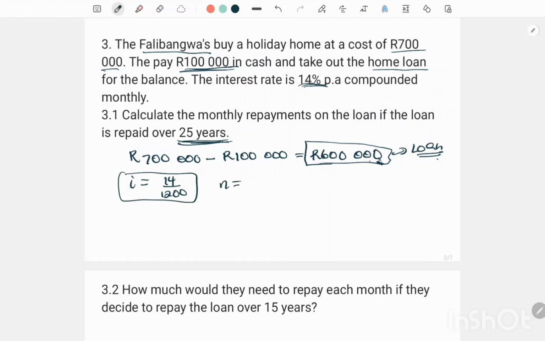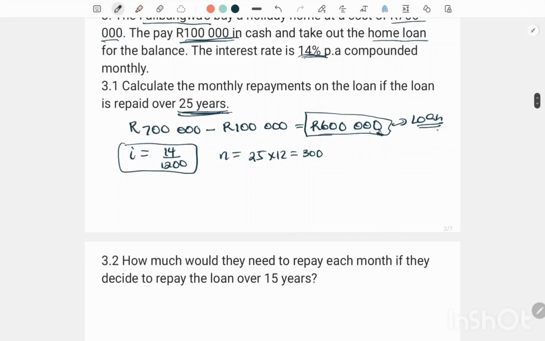Your N is going to be, what is your N? 25 multiplied by 12, which is 300. So it means Mr. Falibangwa has to make 300 payments. And then remember, this is your PV. You are going to solve for the monthly payment X.